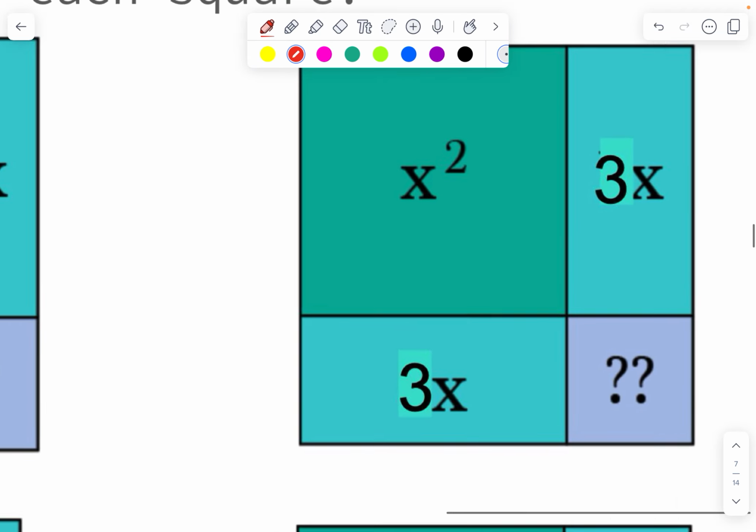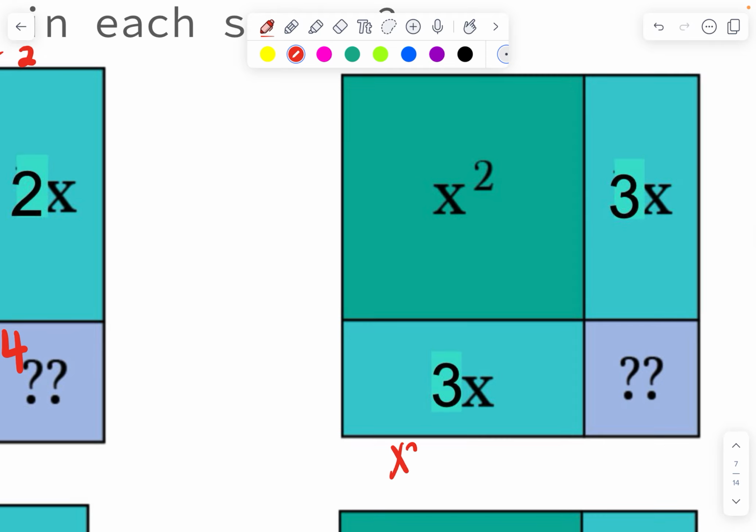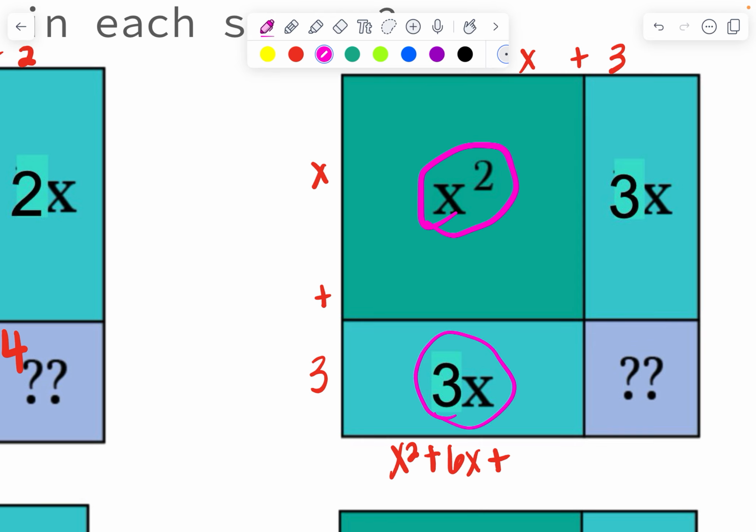Let's continue here. This one's going to be x squared plus 6x plus something. So I know the side is going to be x plus 3. The top is going to be x plus 3. Again, as a reminder, x times x is x squared. That's where this comes from. X times 3 is 3x. X times 3 is 3x. So this bottom one then is 3 times 3, which is 9. So that's what the question mark is.